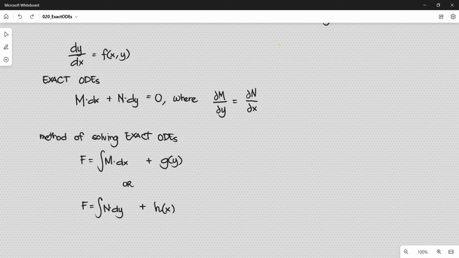Ano ngayon kung exact ordinary differential equation sila? Kapag exact sila, kaya nating solve sa ganitong paraan. So, pwedeng ganito or pwedeng ganito. So, kukunin lang natin yung integral nito or yung integral nito.